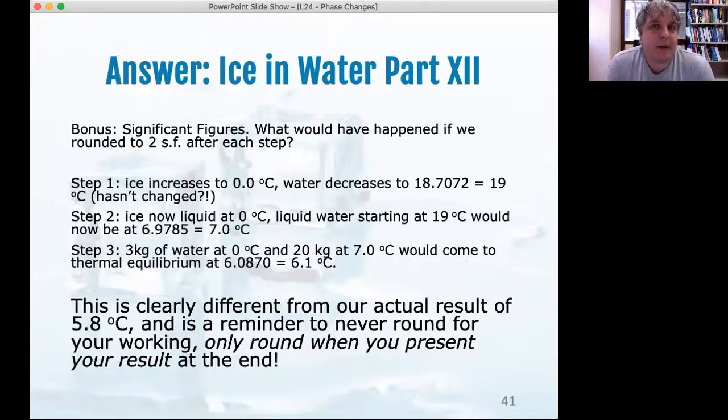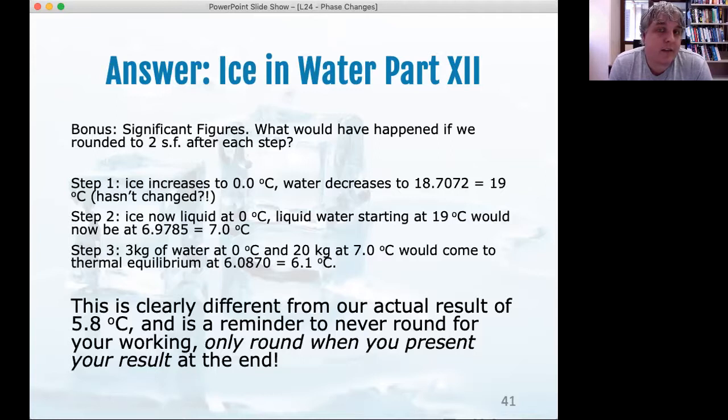Just as a little extra step here, I often remind you not to round until the last step, until you're presenting your result. Let's see what would happen if we did round. If we did this whole process and rounded to 2SF every time, then what would happen? In the first step, the ice increases to 0 degrees Celsius, but the water, because it decreased to 18.7, would still be 19 degrees C to 2SF. So the water temperature wouldn't have changed, and immediately that should be setting off some alarms, and you're going, hey, hold on, how can we have lost energy and still be at the same temperature? We can't, as we know, but because it was such a small temperature change, our 2SF rule would mean that we are still at 19 degrees C.